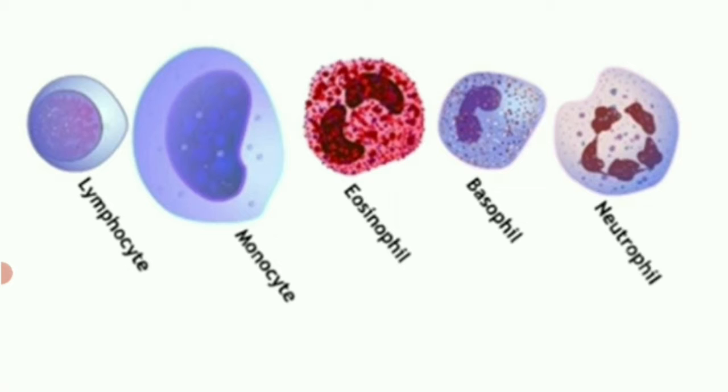These are the white blood corpuscles. From left side, lymphocyte and monocytes. These two are the agranulocytes. And the third group is eosinophils, basophils and neutrophils. These three types of cells are the granulocytes.